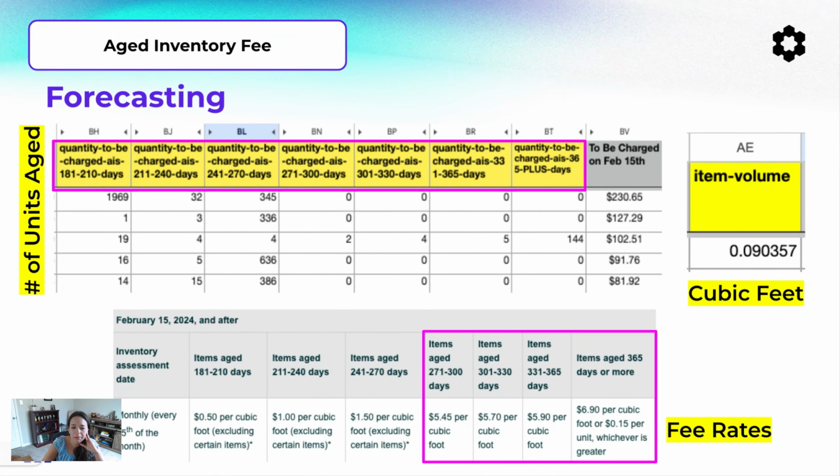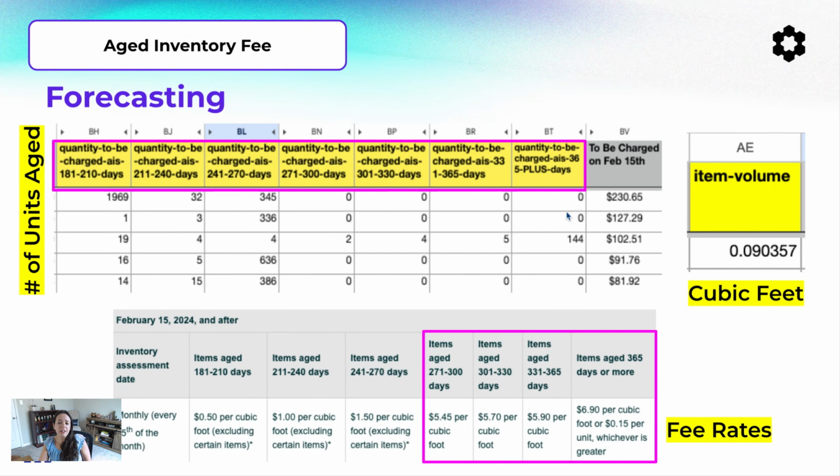So you take this report, and the biggest impact, right? We obviously don't want to keep inventory over 180 days, because that's when your aged inventory fees start, which is 6 months essentially. At 6 months, you are going to be charged on top of your normal storage fees. You're going to be charged 50 cents per cubic foot. And then the next 30 days, $1, and then $1.50. But at 9 months, it jumps from $1.50 to $5.45 per cubic foot, which is very drastic, right?